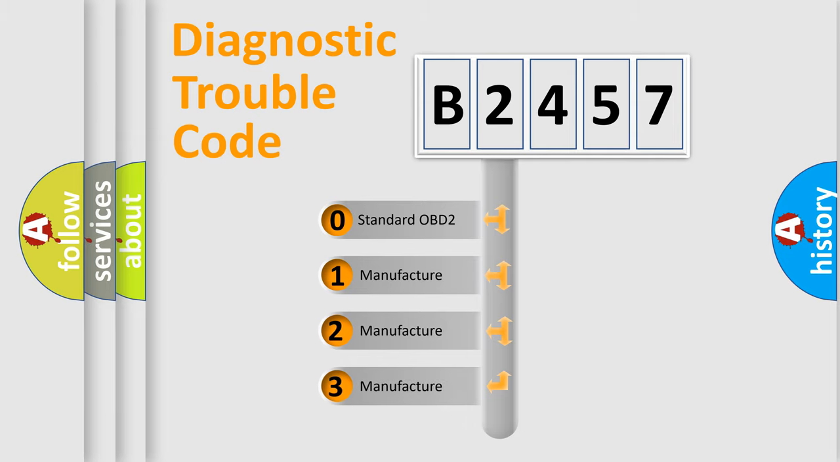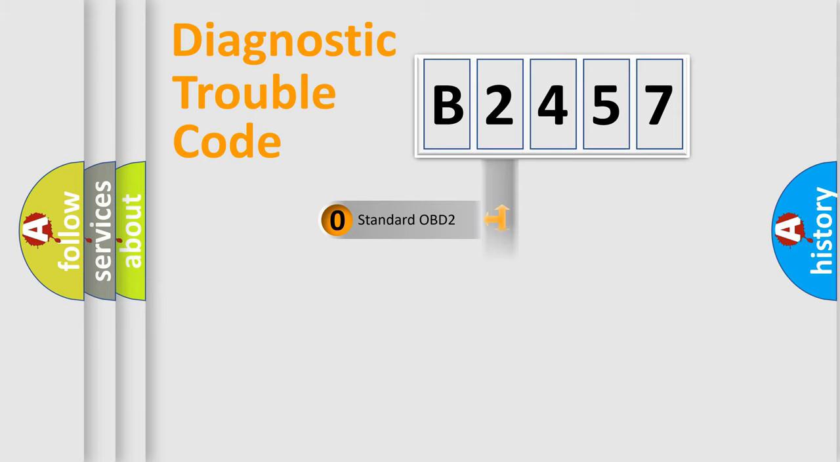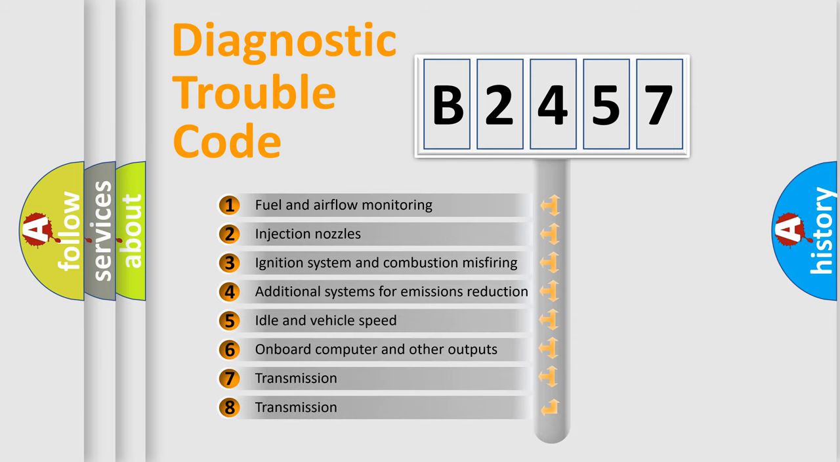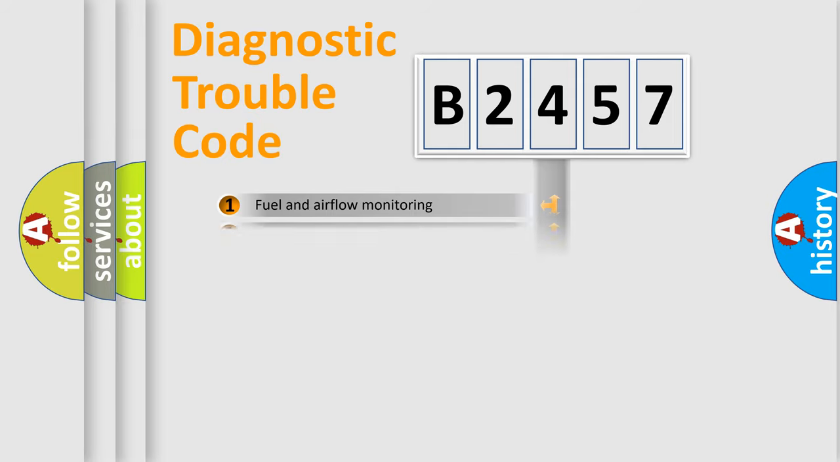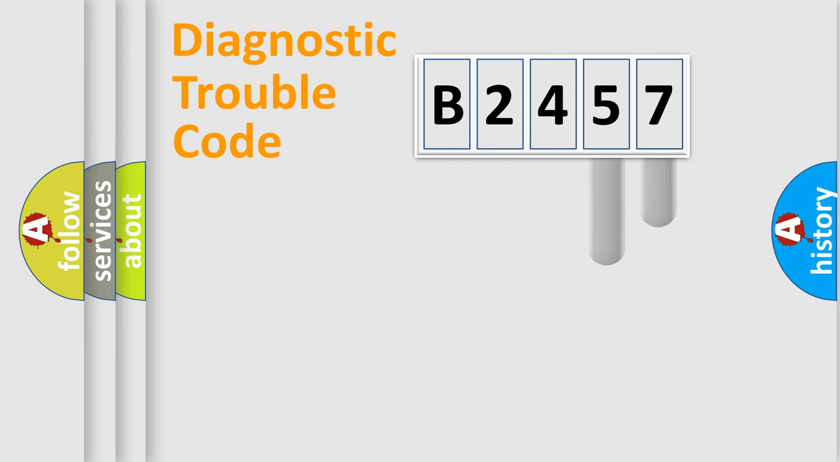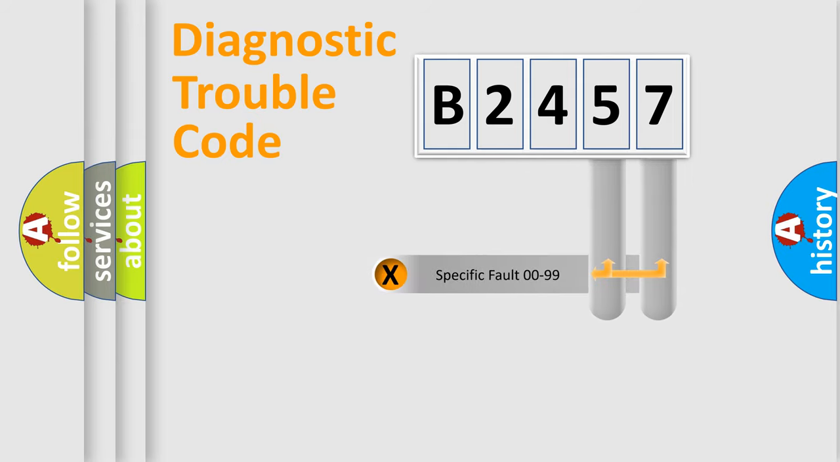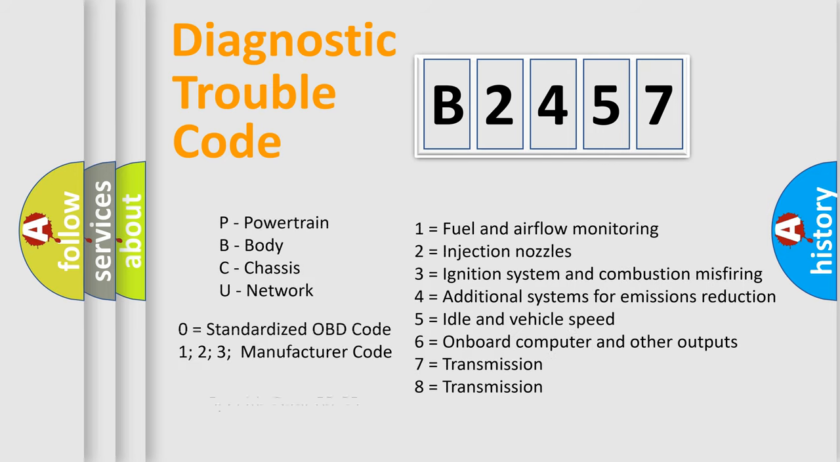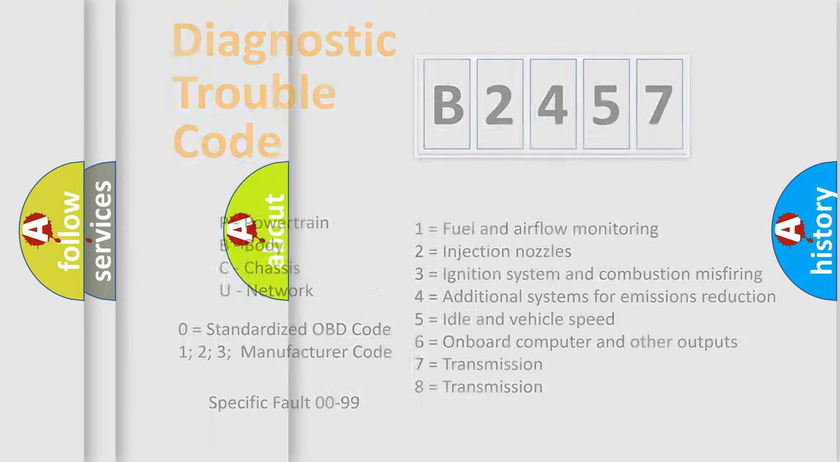If the second character is expressed as zero, it is a standardized error. In the case of the numbers 1, 2, 3, it is a manufacturer-specific error. The third character specifies a subset of errors. The distribution shown is valid only for the standardized DTC code. Only the last two characters define the specific fault of the group. Let's not forget that such a division is valid only if the second character of the code is expressed by the number 0.